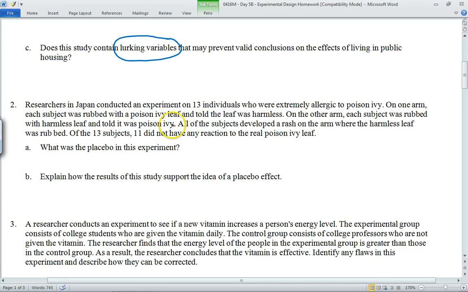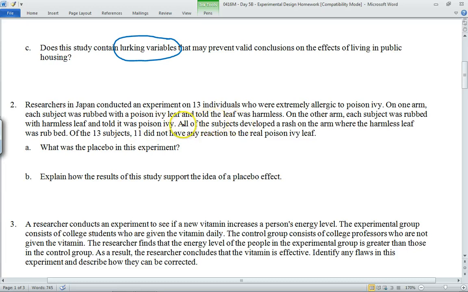Well, let's stop and think about that for a second. Let me make sure this is sinking in. Basically, these 13 individuals were lied to. They had poison ivy and they had a harmless leaf, but they were told the opposite. They were told that the harmless leaf was poison, and they were told that the poison was harmless. They were lied to. I'm not sure how ethical that is, but that's what happened. Let's see what happened to these people who were lied to about the poison ivy.